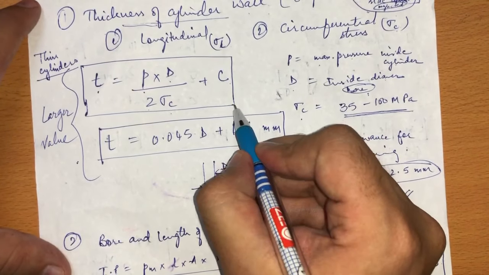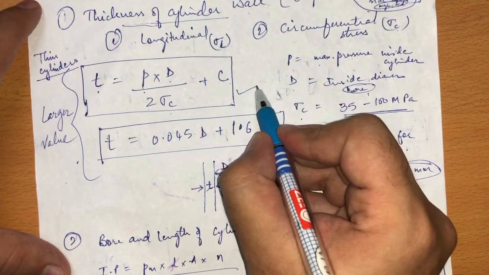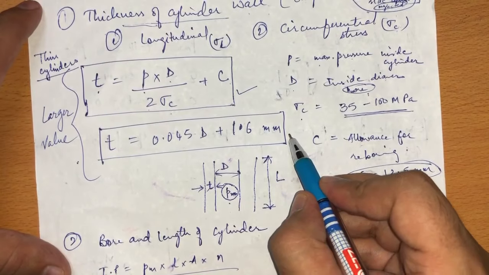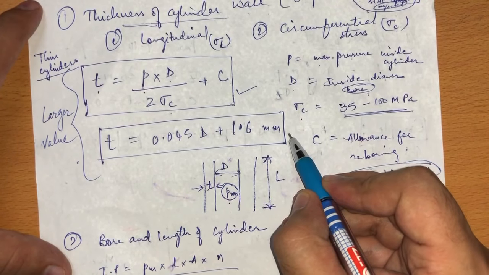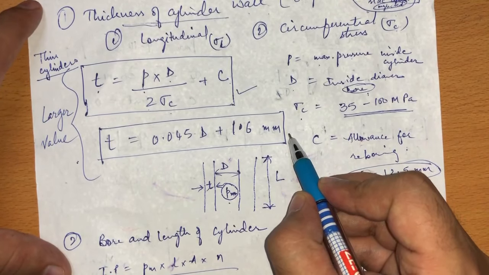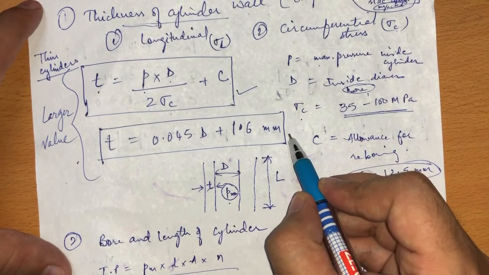After finding the value of t from this equation, we have to check whether the corresponding value is correct or not. To check it or to find the larger value of the two thicknesses, we will go for an empirical relationship. That is 0.045 D plus 1.6 mm.